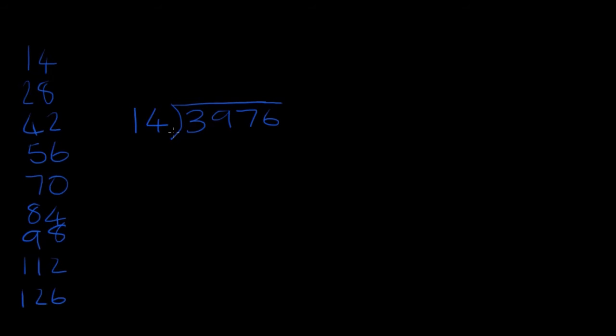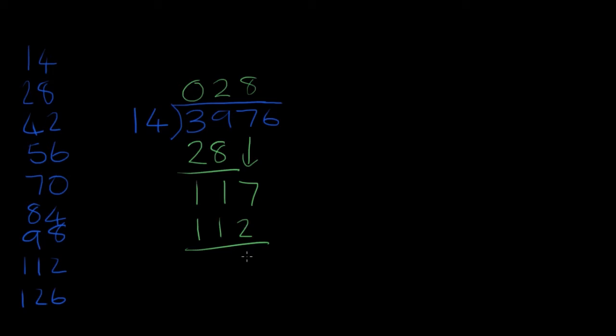So, here we go. How many 14s go into 3? That's 0. How many 14s go into 39? 1, 2, 3 would be too big, so it's 2. And that gives us a 28 to bring down here. 9 take away 8, 1. 3 take away 2, 1. Bring our 7 down to here. How many 14s in 117? 1, 2, 3, 4, 5, 6, 7, and 8. And that gives us 112. So, pop our 112 down there.